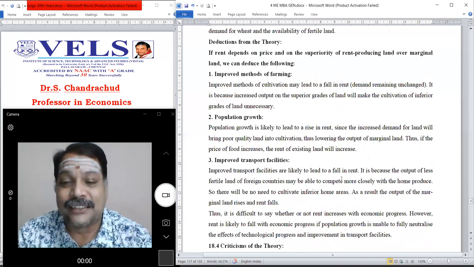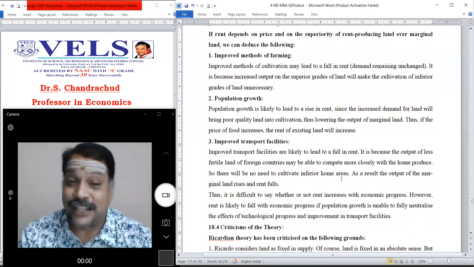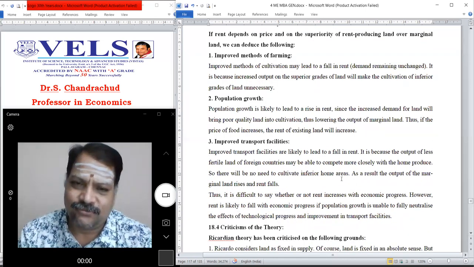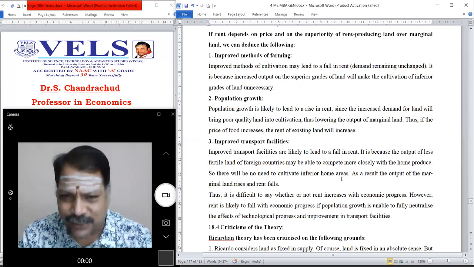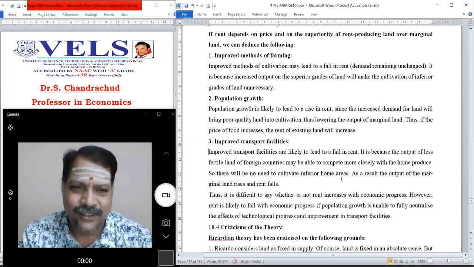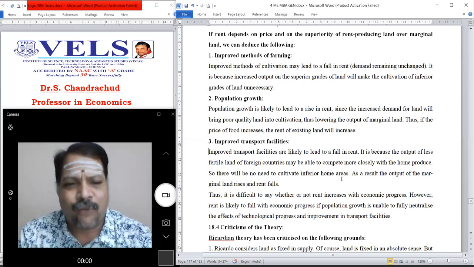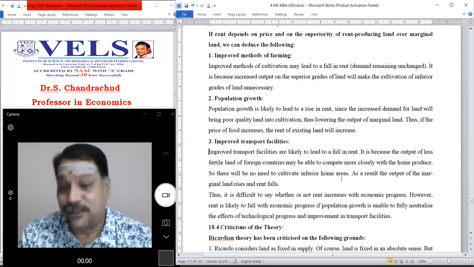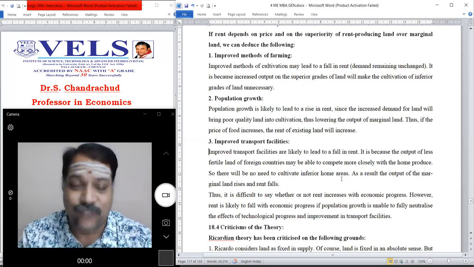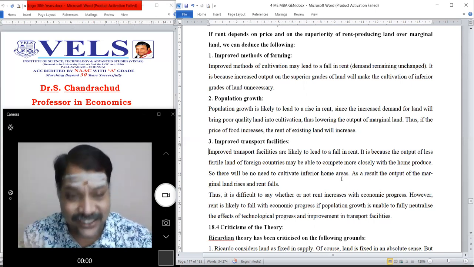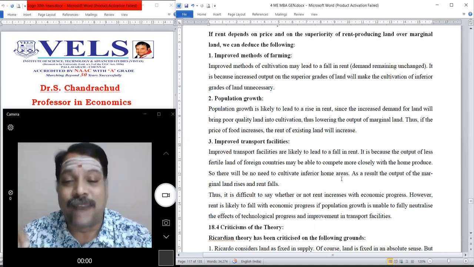The third one is the improved transportation facilities. What does it mean? The improved transportation facilities are likely to lead to a fall in rent. It is because the output of the less fertile land of the foreign countries may be able to compete more closely with the home produce. So there is no need to cultivate the inferior land of the home area. As a result, the output of marginal land rises and the rent falls.